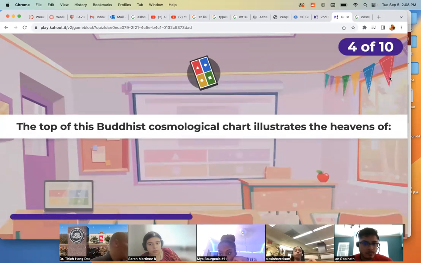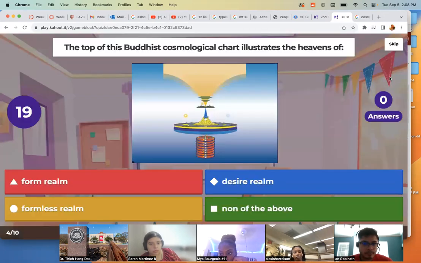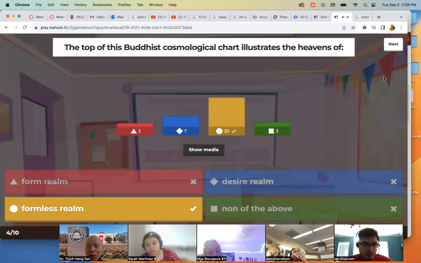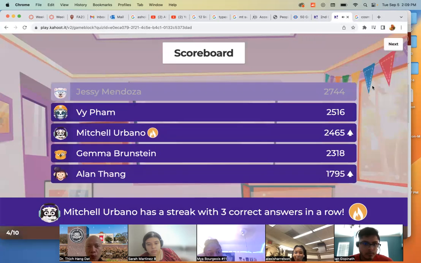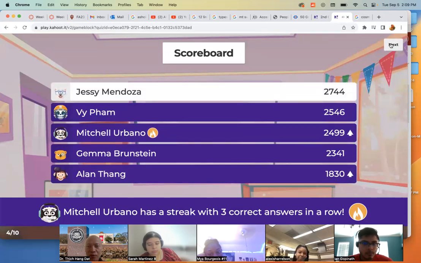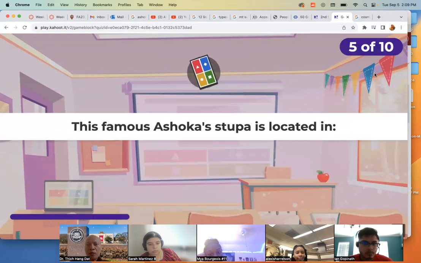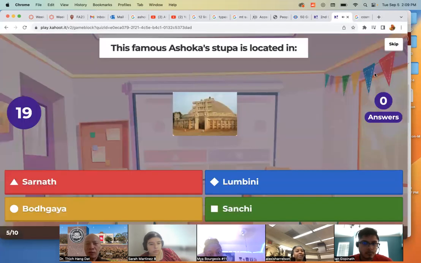All right. The top of this Buddhist cosmological chart illustrates the heaven of what? Of what? It's not easy. Of what? Wow, 20 got it right. I'm so surprised. Wow, formless realm. Wow, that's great then. So wow, Jesse is still on the top. Okay, keep it up, Jesse. Next one. This famous Ashoka Stupa is located in where? In where?